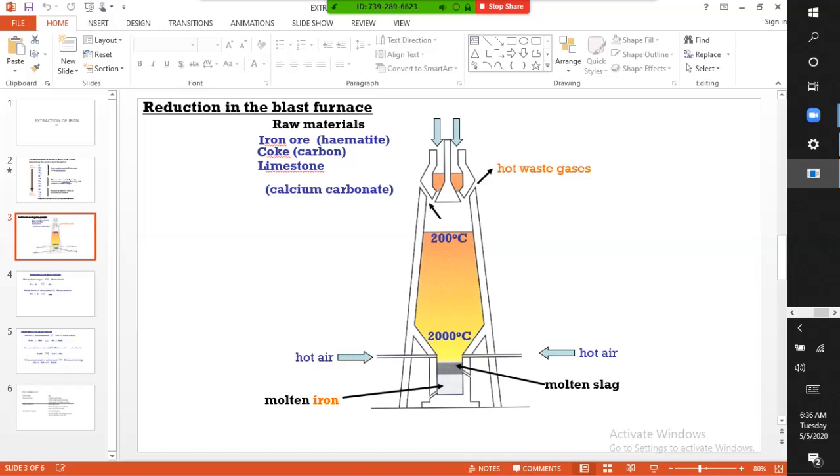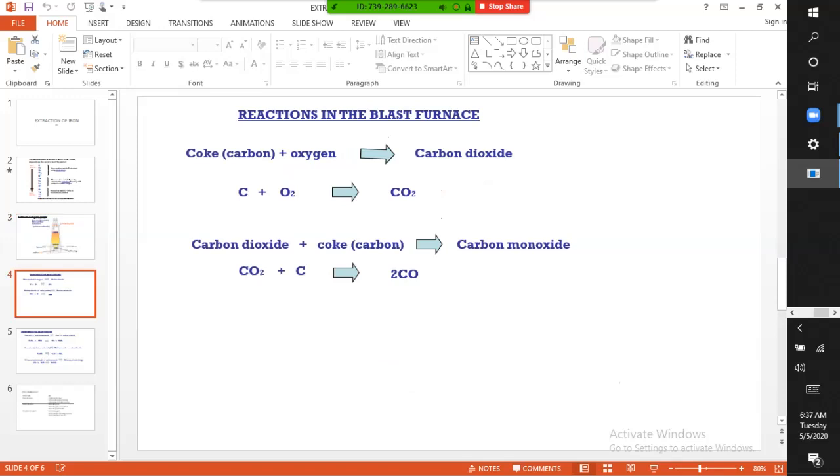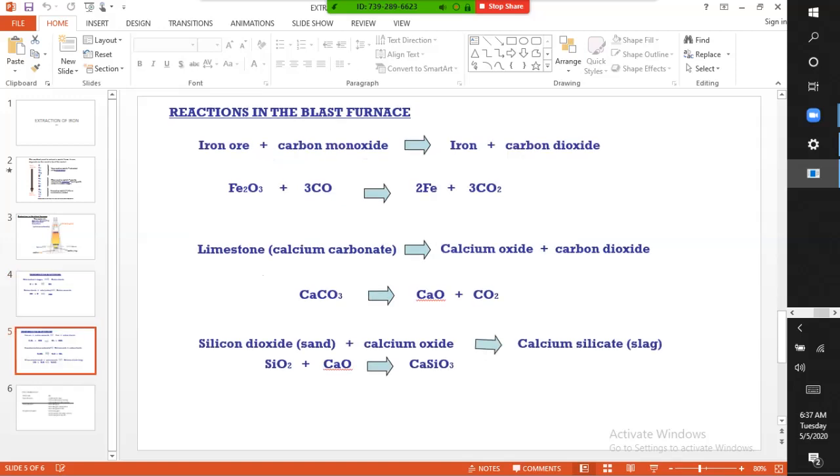Now, what are the reactions that take place in the blast furnace? Number one, carbon, which is coke, combines with oxygen because air is blown in from the bottom. That reaction forms carbon dioxide. A reducing agent is needed in this reaction. So the excess of coke or carbon that is added from the top combines with this carbon dioxide formed. It forms carbon monoxide, and this is a very good reducing agent. And this can go further to reduce the iron ore.